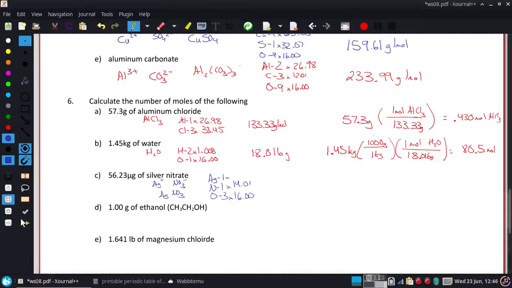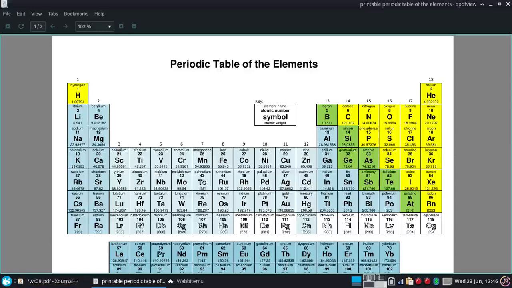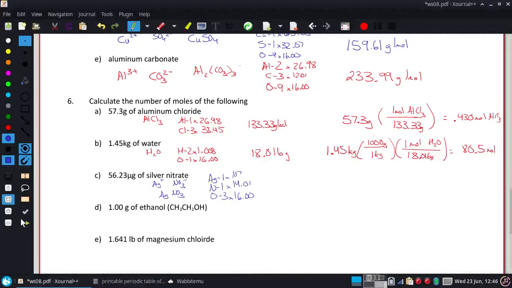And Ag is 107.87. So I get 169.88 grams.